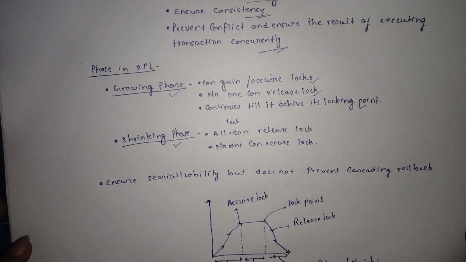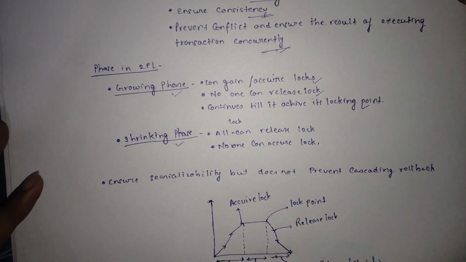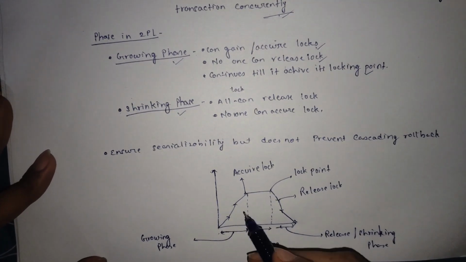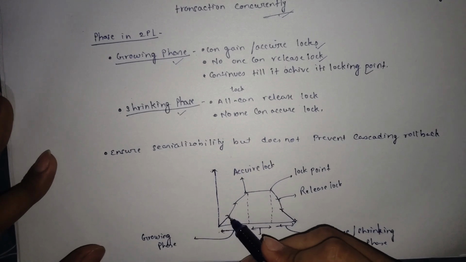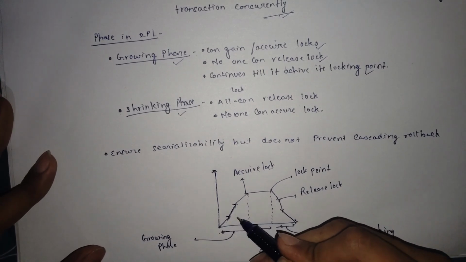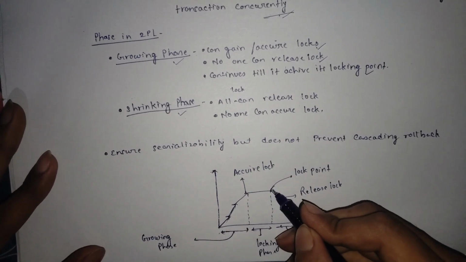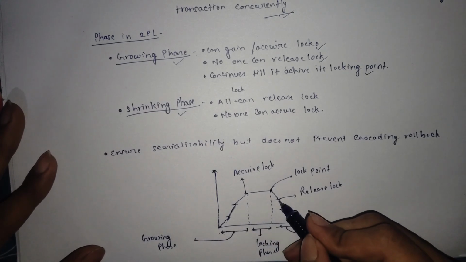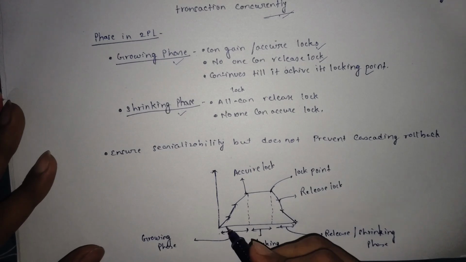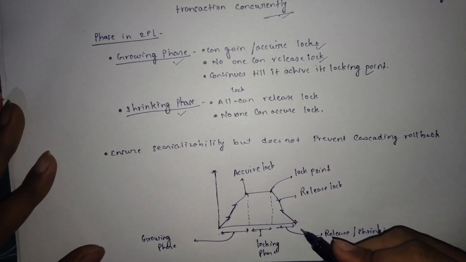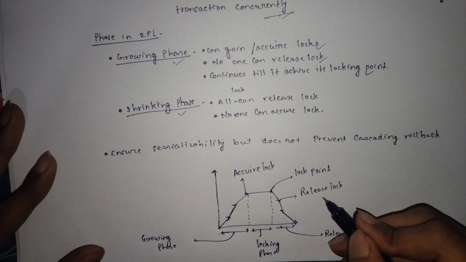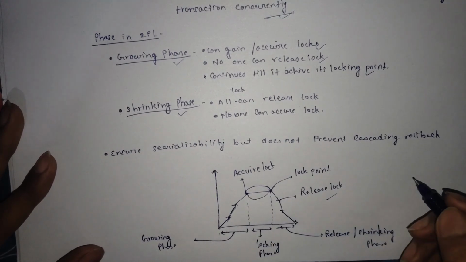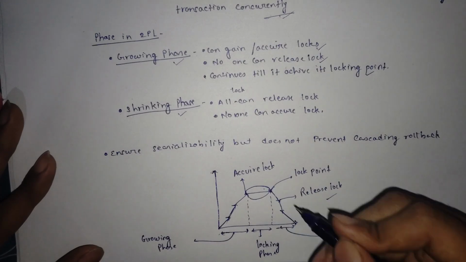This is a graph. In this graph, we have this as acquiring lock. Here the point is acquiring lock. This is the locking point, or the corner point of the locking phase is known as the locking point, and this is releasing lock. This phase is known as the growing phase where we are acquiring locks. This phase is known as the releasing phase or the shrinking phase where we are releasing locks, and this is the locking point where we lock for doing some read and write operations. This is known as the locking phase.